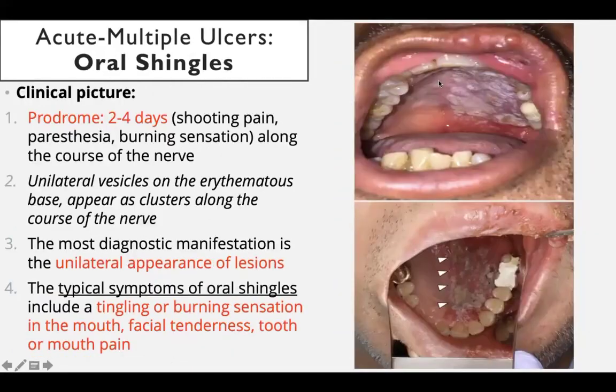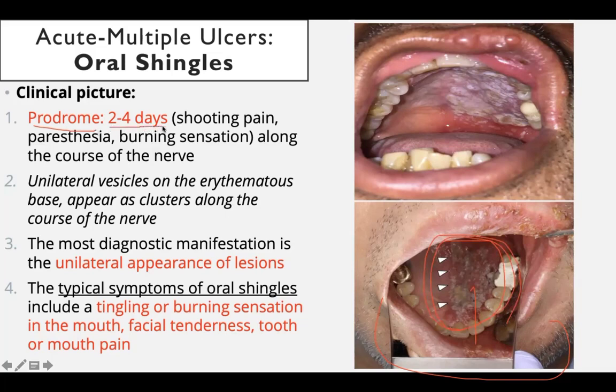Shingles, oral shingles. Yes, it looks like this. You see on the roof of the mouth. This is a mirror actually, showing the roof of the mouth, and you can see the oral manifestation of oral shingles. There is also a prodrome.